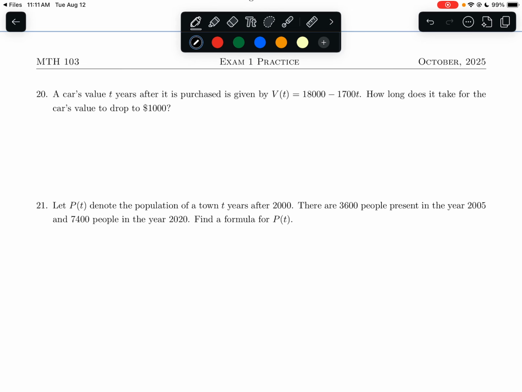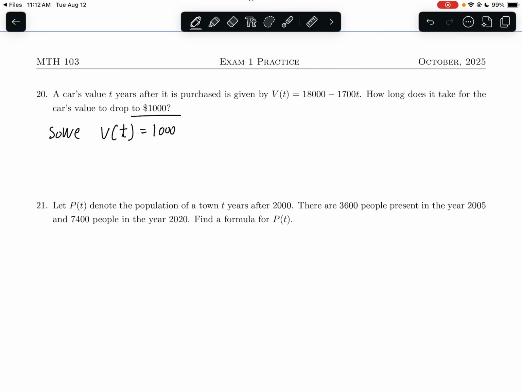Okay, next, this value of a car. So it depreciates over time. How long does it take to drop to $1,000? So what this is asking you to find is to solve when v of t equals 1,000, not putting 1,000 in for t, but solving the equation for t. So 1,000 equals 18,000 minus 1,700 t.